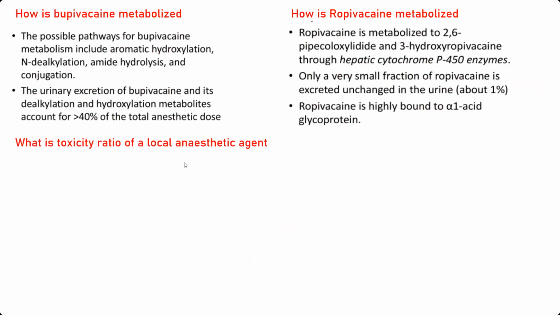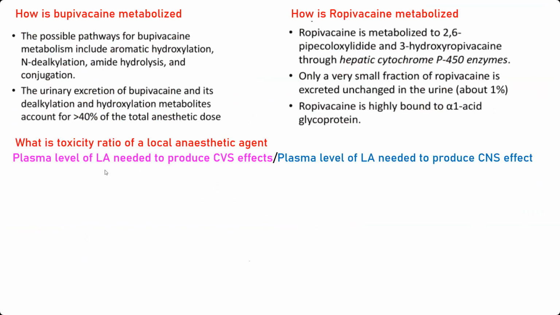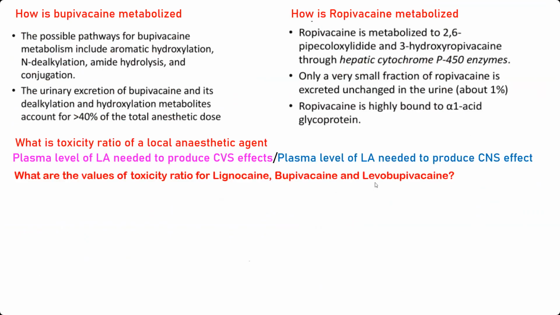What is the toxicity ratio of a local anesthetic agent? It is the ratio of concentration, CNS to CVS symptoms. Very good. It is the plasma level of local anesthetic needed to produce CVS effect divided by the plasma level needed to produce CNS effect. What are the values for lignocaine, bupivacaine, and levobupivacaine? For lignocaine it is 7, bupivacaine 3, levobupivacaine 5.